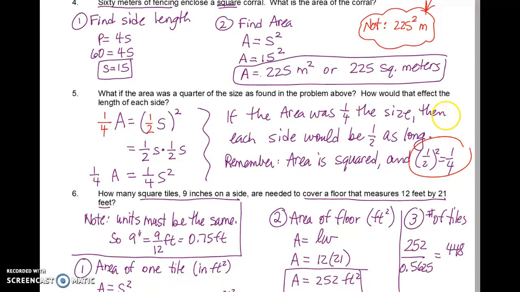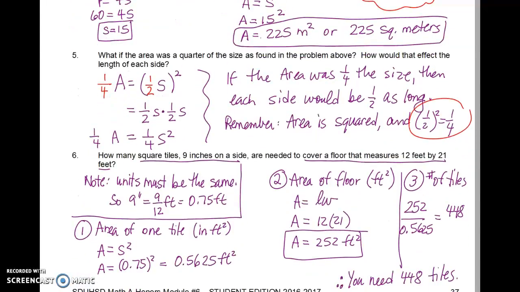I'm looking right here. Number 6 was a 3-step problem. The units must be the same when you work these problems. So 9 inches, my first step was to convert 9 inches to 0.75 feet. Step 1, find the area of one tile. Step 2, find the area of the floor. And step 3, divide the area of the floor by the area of one tile, and you will need 448 tiles. I'm going to leave this problem up in case anybody needs to do corrections.